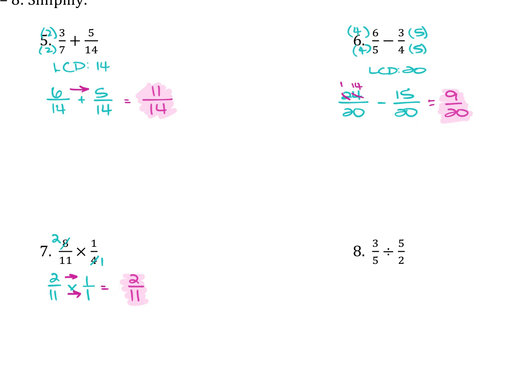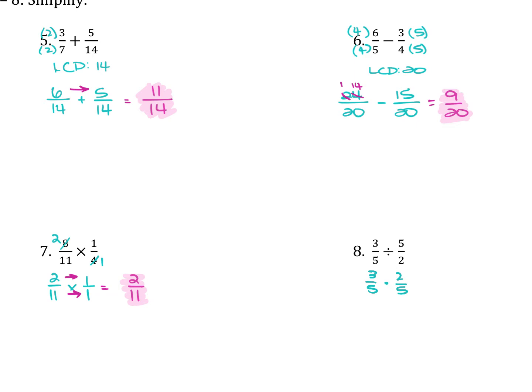For number 8, you have 3/5 divided by 5 over 2. When you divide two fractions, you want to keep the first one, change to multiplication, then flip the second fraction. So this is going to be rewritten as 3 over 5 times 2 over 5.